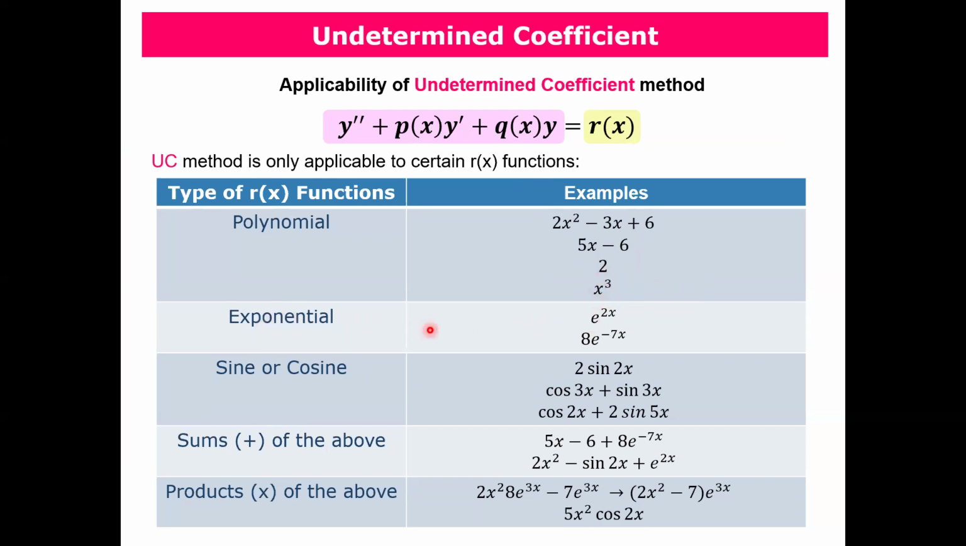The second type of function that can be solved is exponential, such as exponent 2x and this exponent function. The third one is sine or cosine function. Just want to highlight at this point that the tangent function cannot be solved using the undetermined coefficient method, only sine and cosine. So any sum of the above or products of the above can also be solved, right?